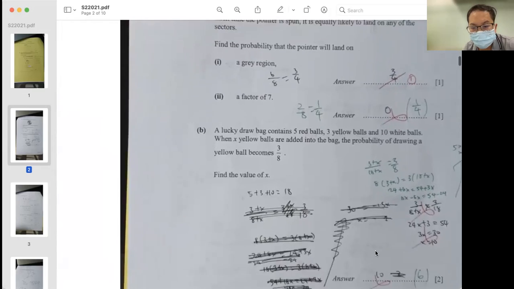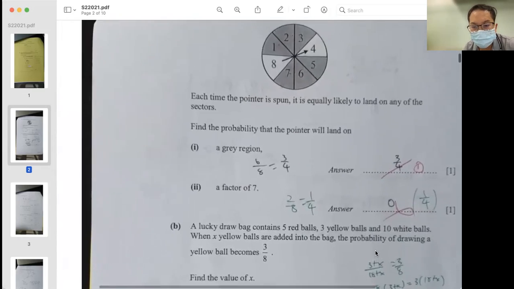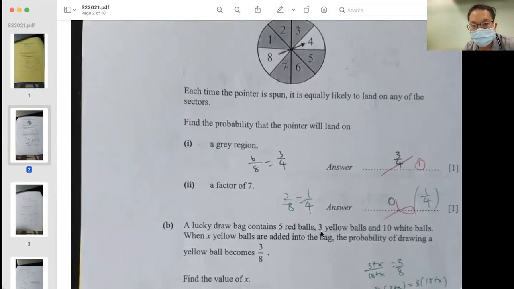Then here, part B, this is another question. Try to do this question.